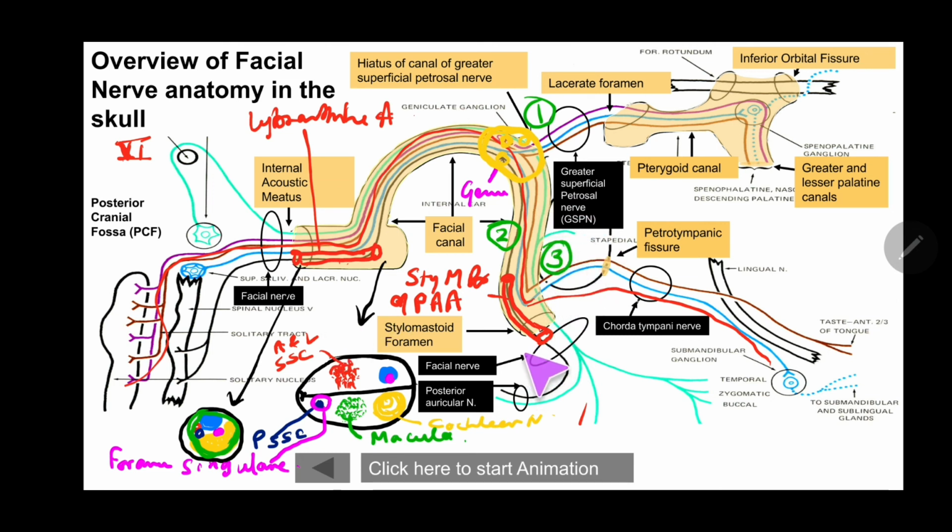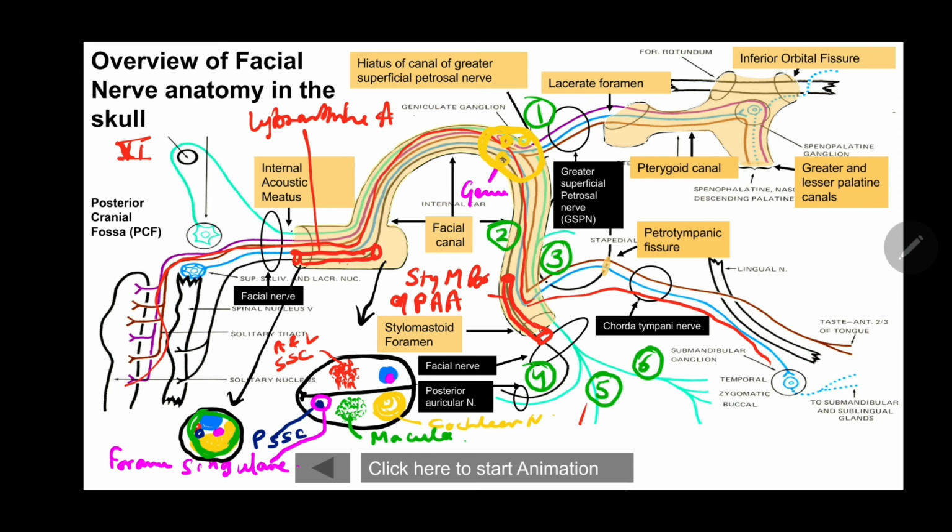Then the fourth branch, as it emerges out, will give this branch called the posterior auricular branch. And the fifth branch is sometimes a common branch, which splits to supply two muscles, the posterior belly of digastric as well as the stylohyoid, and the sixth one is the terminal branch. Now this sixth one actually supplies the muscles of the face by passing through the parotid gland into 5 terminal branches. So that's what it is all about, the different branches and everything.